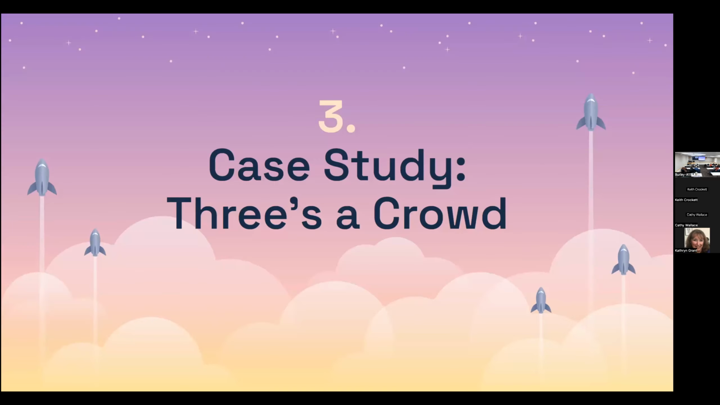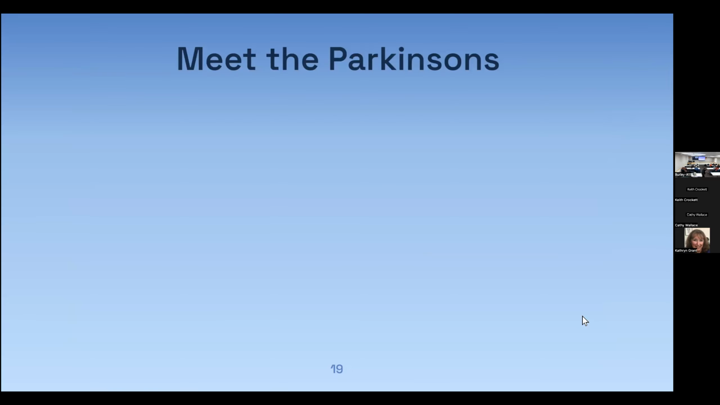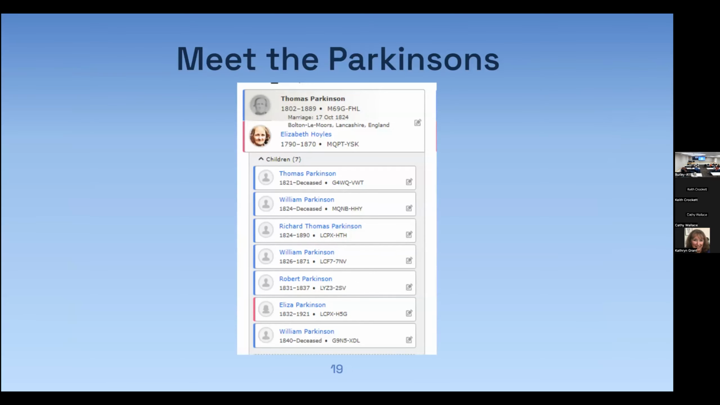So let's walk through our case study, which we're calling Three's a Crowd. I'd like to introduce you to the Parkinsons. We've got pretty decent audio in this room, so let me throw this out to you as class participants. What problem do you notice in the list of children, or what potential problem do you see?